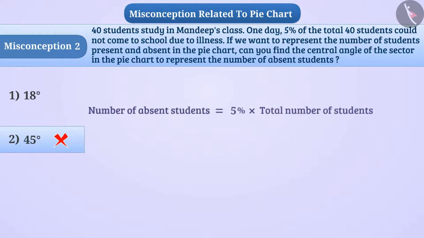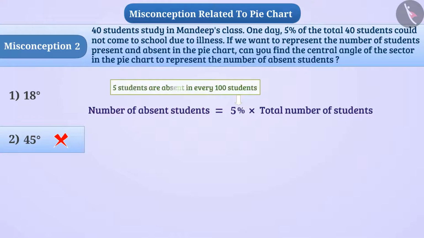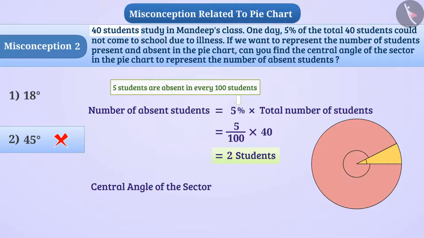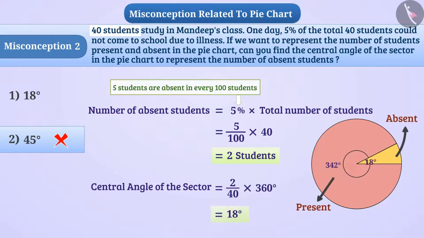Here we are given the percentage of absent students. 5% means 5 students are absent in every 100 students. In this way, 5 divided by 100 multiplied by 40 is equal to 2 students out of 40 students. If we represent the total number of students, that is 40, in the form of a whole circle, then the central angle of the sector to represent the number of 2 students is 2 divided by 40 multiplied by 360, which is equal to 18 degree. So, the correct answer is option 1.